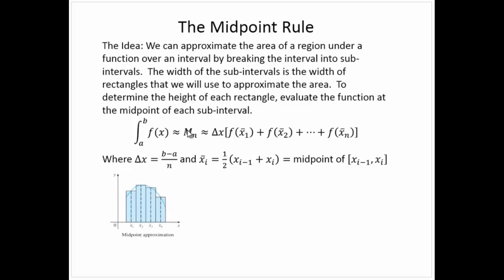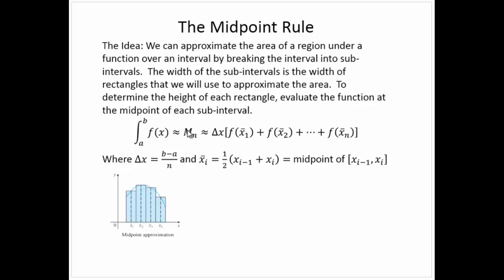The first method we'll discuss here is called the midpoint rule. The idea is that we approximate the area of a region under a function over an interval by breaking the interval into subintervals. The width of the subinterval is the width of rectangles that we will use to approximate the area. It's easy to find the area of a rectangle, it's just length times width. We know the width, we find the length, and we call that the height of the rectangle. To determine that height, we'll evaluate the function at the midpoint of each subinterval.